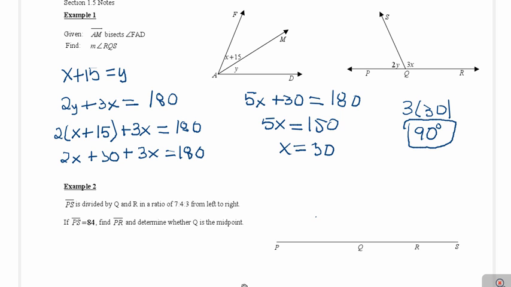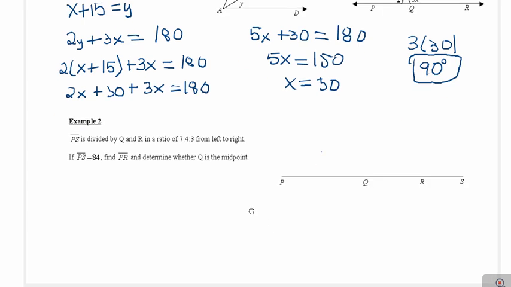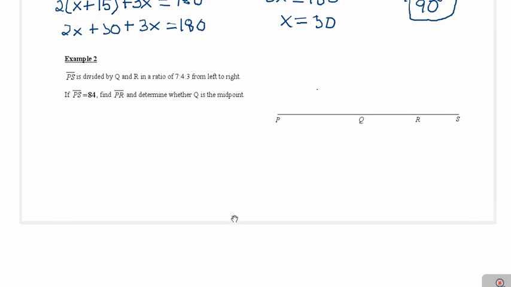Now looking at example 2, we're given that PS is divided by points Q and R in a ratio of 7 to 4 to 3. So remember, for ratio problems, you have to label the diagram with an x. So PQ would be 7x, QR would be 4x, and RS would be 3x.